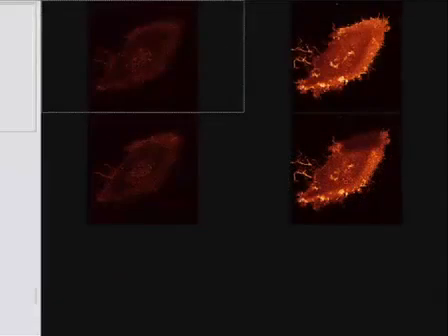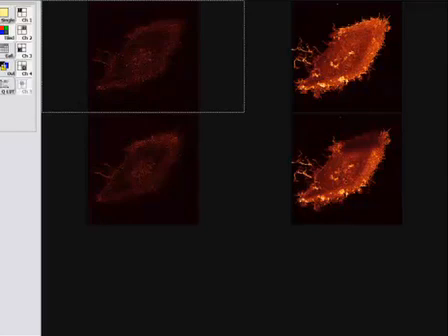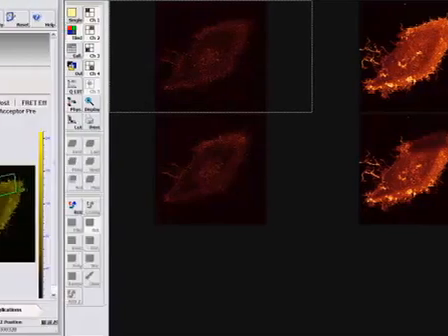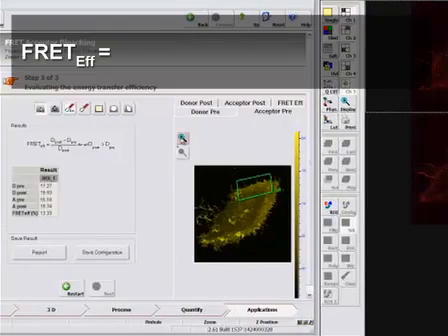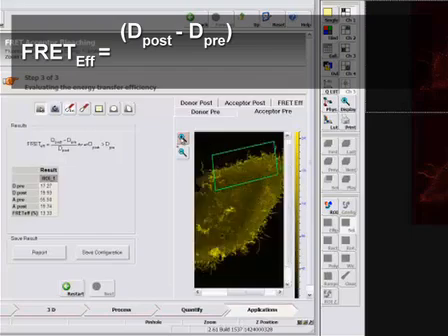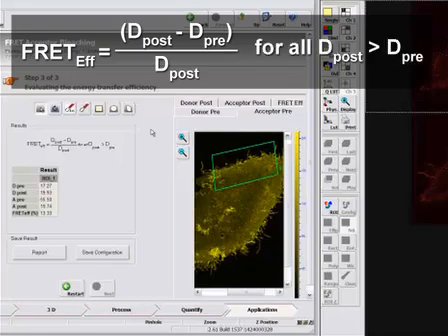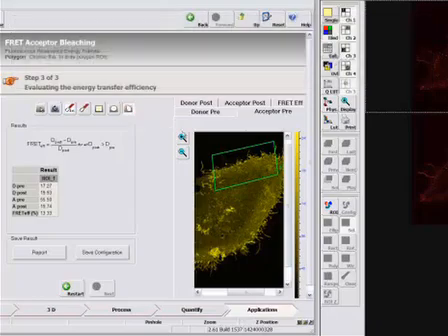Pre- and post-bleach images are recorded for both donor and acceptor, and FRET efficiency is calculated as FRET efficiency equals (D post minus D pre) divided by D post, for all D post greater than D pre, where D pre and D post are the donor intensities before and after photo bleaching respectively. JMP is used to determine the extent of experimental variability.